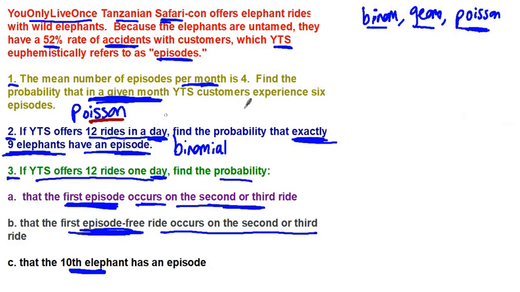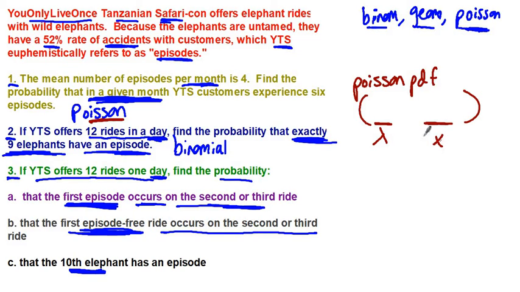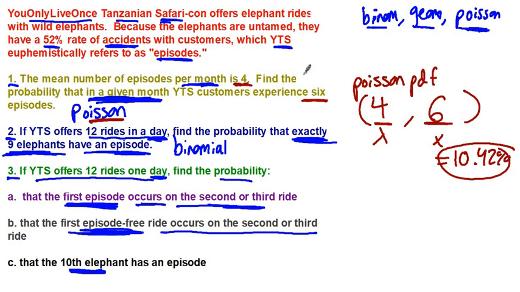So the first one is a Poisson. So let's go to Poisson PDF in the calculator. Okay, and we want to know, right, this number is supposed to be lambda, and this number is supposed to be the number of successes. So the mean number is 4. That means lambda is 4. And we want to know the chance that in a given month they will be 6. That's exactly what you do. You do Poisson PDF with 4 and with 6. And when you do that, I'm coming up with this number. I'm getting 10.42%.